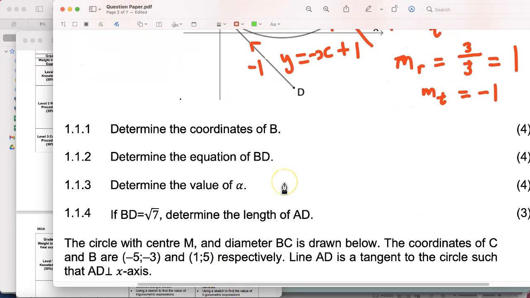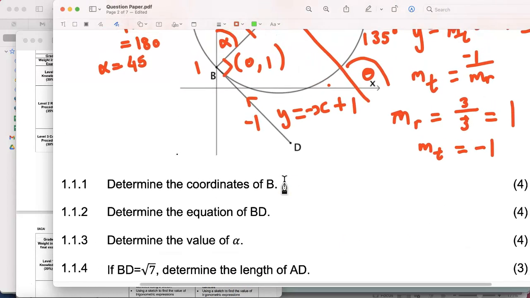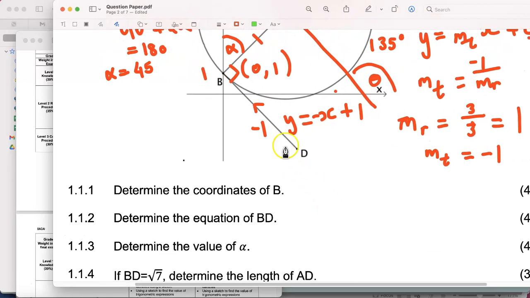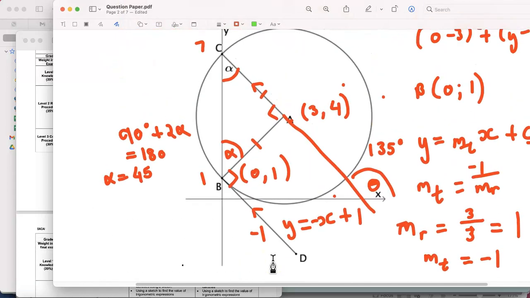Then they tell us that the length BD is equal to the square root of 7. Now, this was a problem-solving question. So the point was they say BD and now you want AD. So just draw in AD. Maybe I must just change colors because I'm all over the map here.